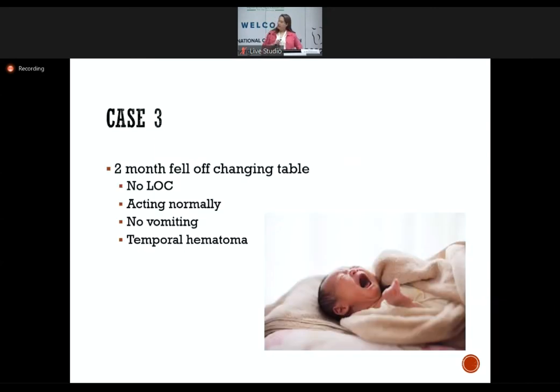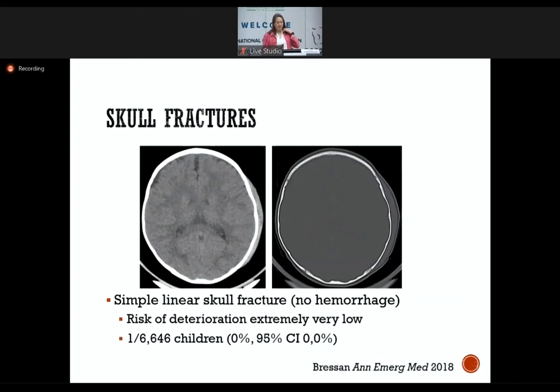Okay. Our next case is a 2-month-old who fell off a changing table. No loss of consciousness according to the parent. They say they're acting normally, they're not vomiting, they're eating well, but there is a temporal hematoma on your examination. So in this child, it is probably appropriate to go right to imaging.